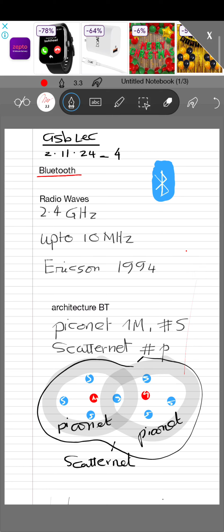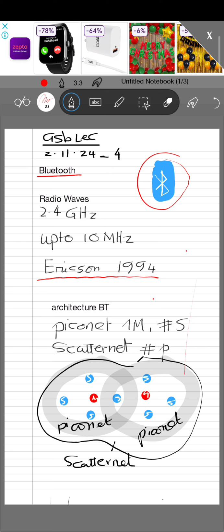Hello students, in this lecture we will be discussing an area which we use in everyday life. It is in our mobile phones, laptops, or any communication devices that we use. That is Bluetooth. Now, Bluetooth was founded by Ericsson in 1994.